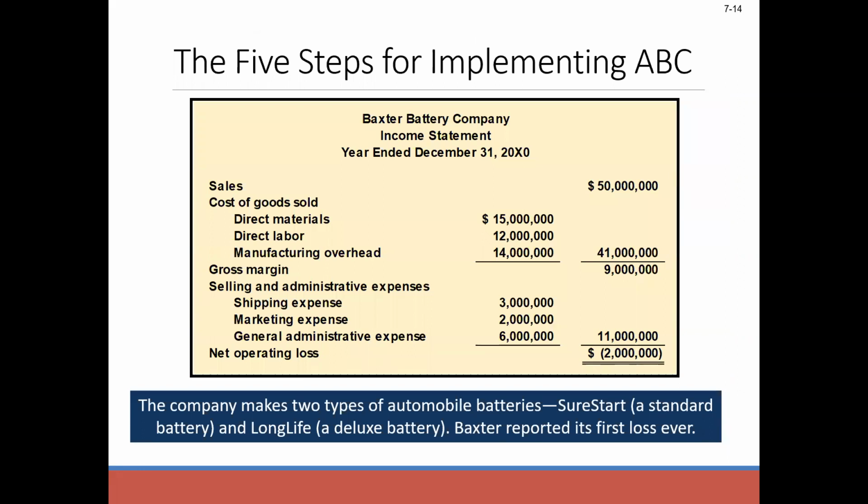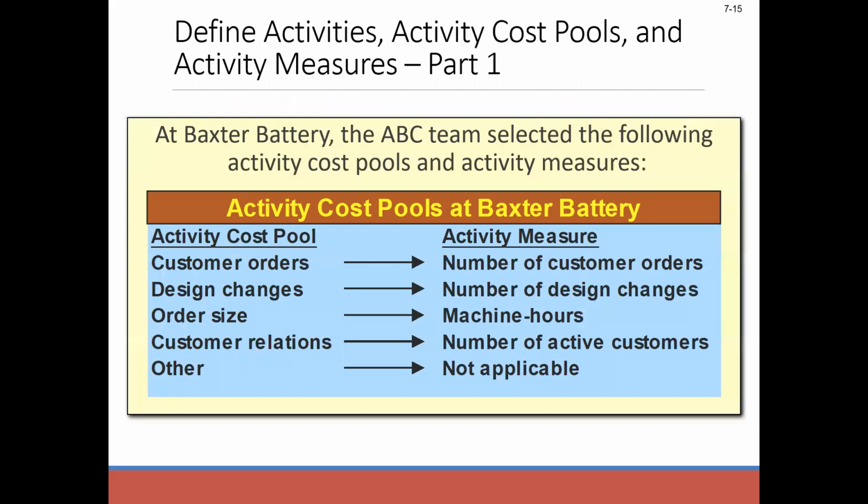The company makes 2 types of automobile batteries. There's a Sure Start standard battery, and there's a Long Life Deluxe battery. Baxter reported its first loss ever. So what's going on? So Baxter decided to get this activity-based costing team going, and they used various pools and measures.